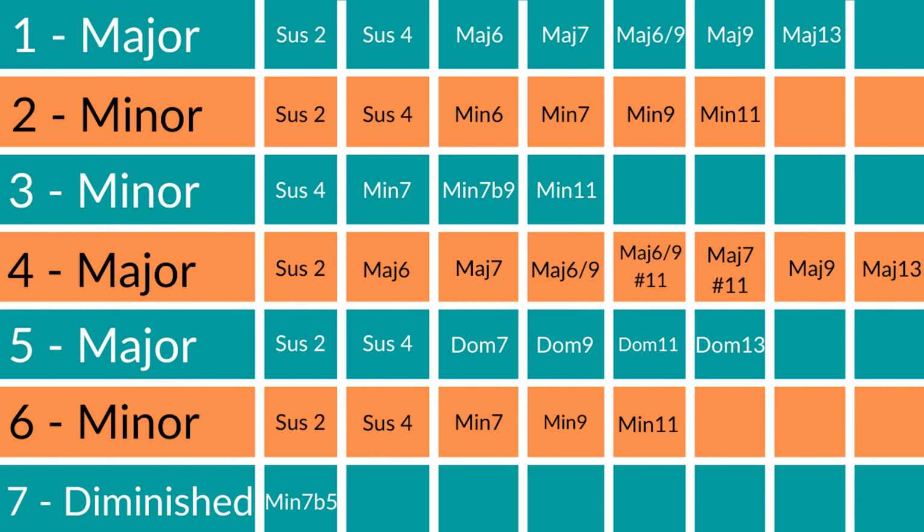As well as just major, minor, and diminished chords, there are a ton of other chords that are available for each scale degree. Take a look at this chart. It doesn't show you every single chord available, but it shows you a large amount of chords that are available for each scale degree.